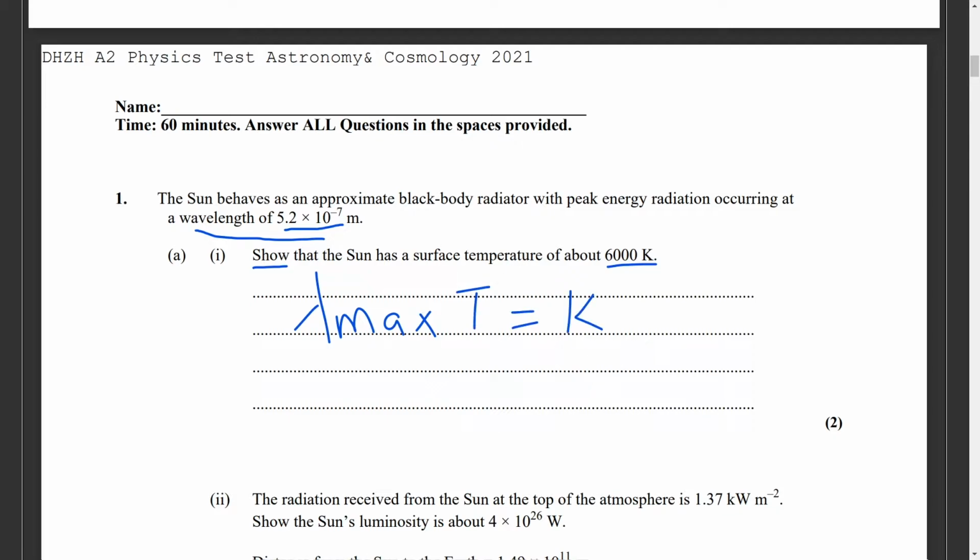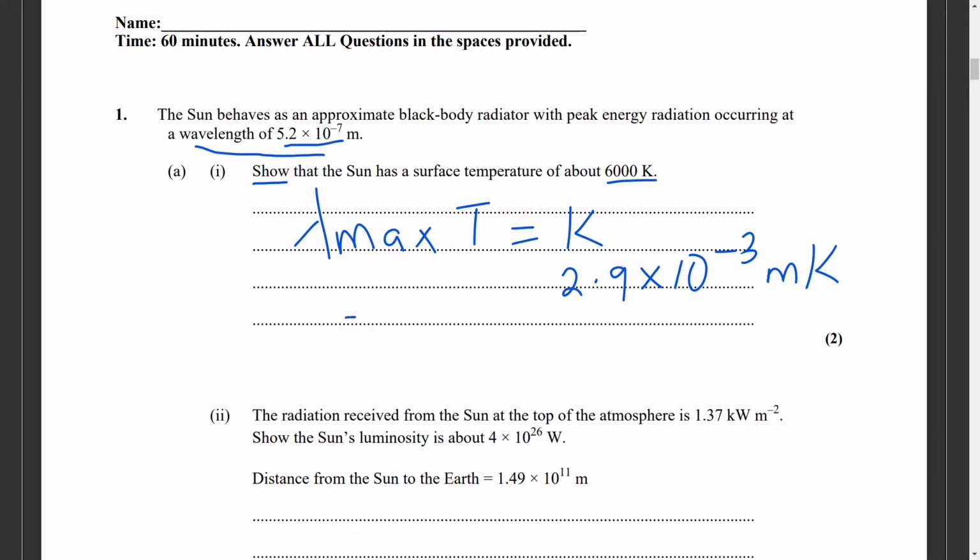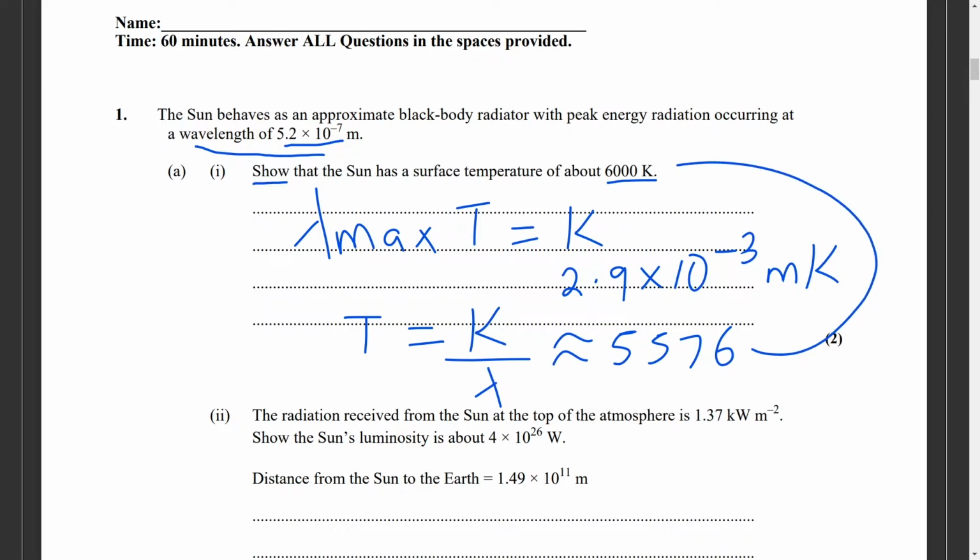All right, the value of this constant is given as 2.9 times 10 to the minus 3 meters Kelvin. All right, so if you put in the appropriate numbers, you'll be able to see that T is going to be equal to K divided by lambda, and you can find your answer. You'll get an answer of approximately 5,576, which obviously, when you round off, is going to be equal to 6,000. Straightforward. What about the second one?